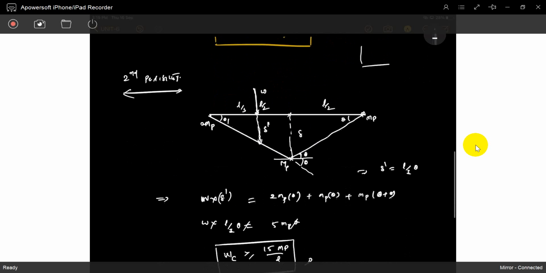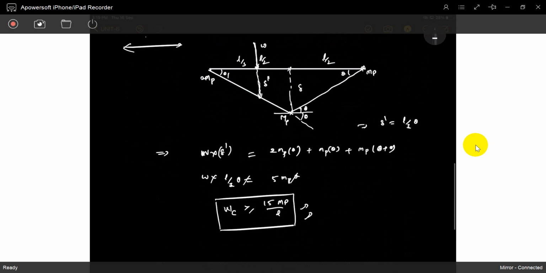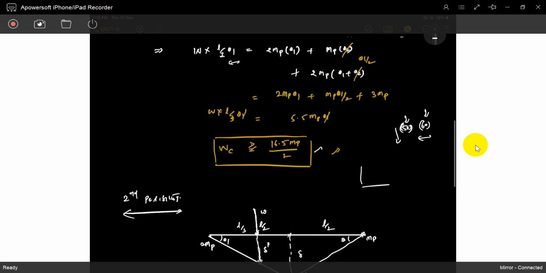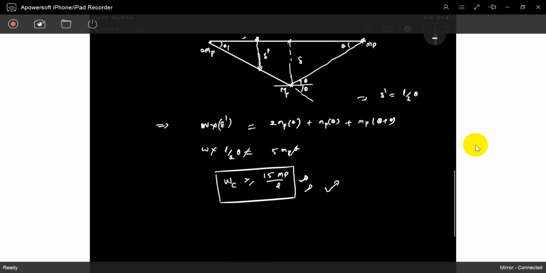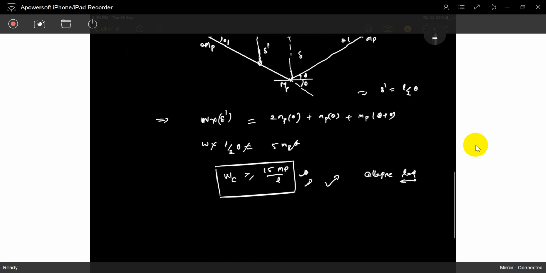So at 15 Mp by L, there is a chance of formation of 3 hinges, and it's a failure. At 16 Mp by L, there is also a formation of 3 hinges, also a chance. So how much can we allow? We can allow only 15 Mp by L, because at 15 Mp by L the load is already collapsed. How can you increase to 16 Mp? Okay, so that's it. We have to take care of this load. This is the collapse load, understood?